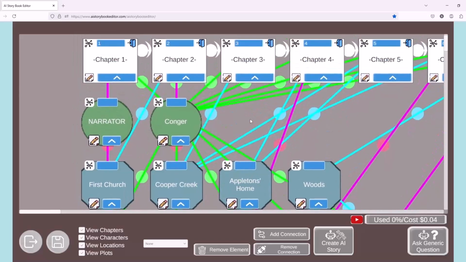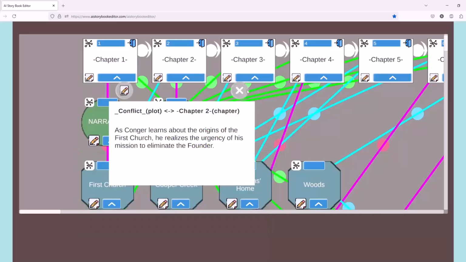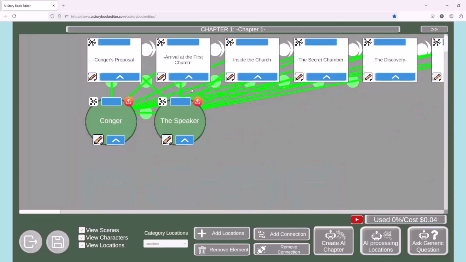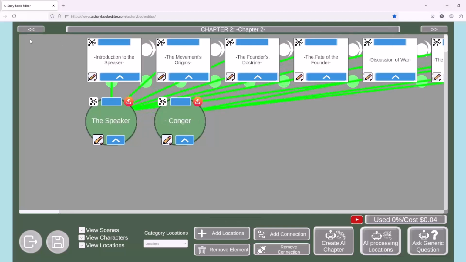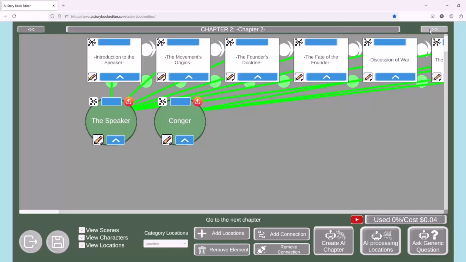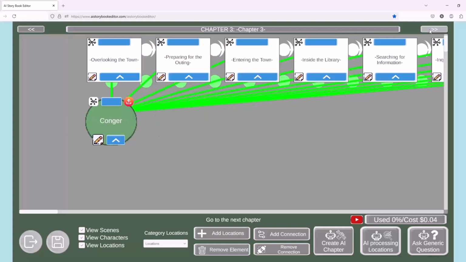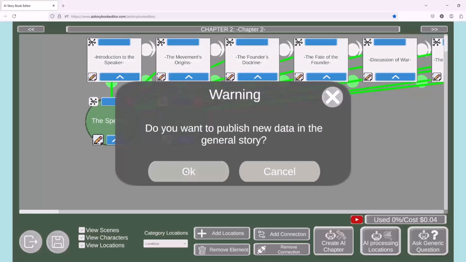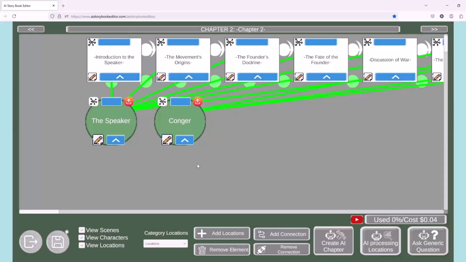and there are more characters aside from the main protagonist, Conger. So we are going to go in each chapter, and we are going to identify them. So we are going to start with the speaker. The speaker intervenes in both chapter 1, 2. So we are going to publish the speaker in the global metadata level.